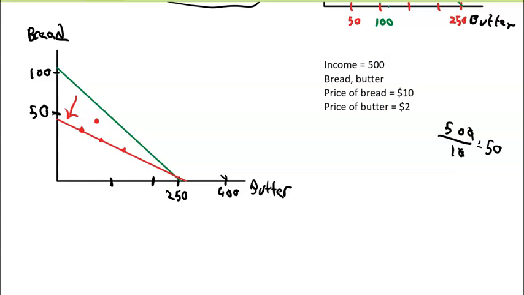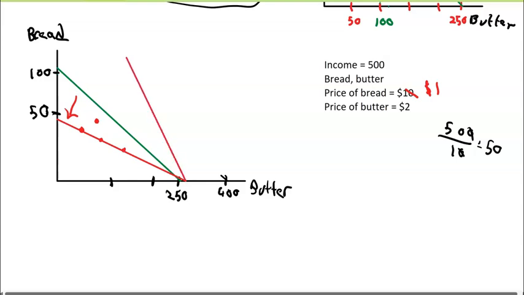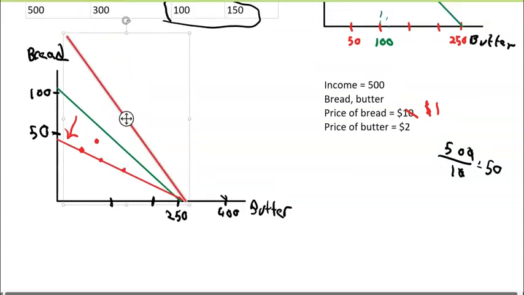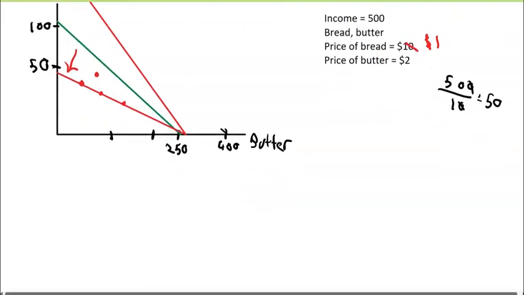Similarly, if the price of bread actually fell, let's say it fell from $10 or $5 to $1, then we could buy 500 units of bread. So then we could go all the way up there, and we could see that our budget set would be way out there, hitting the y-axis at 500. So then we could afford even more.